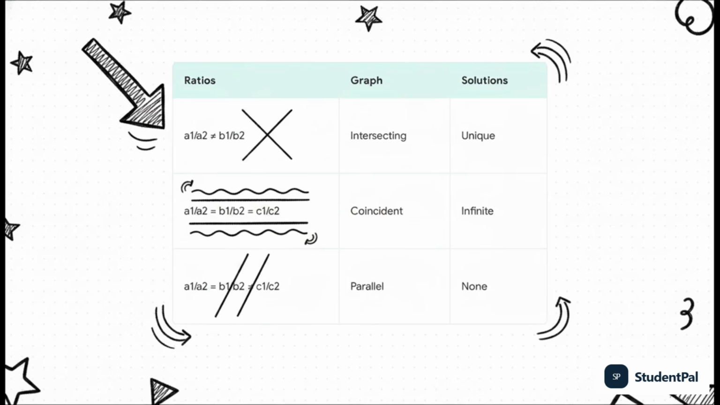If all three ratios are perfectly identical, the lines are basically twins. They coincide for infinite solutions. And if the first two match but the third one fails, parallel lines, no solution. Doing this quick ratio check is a massive time saver.